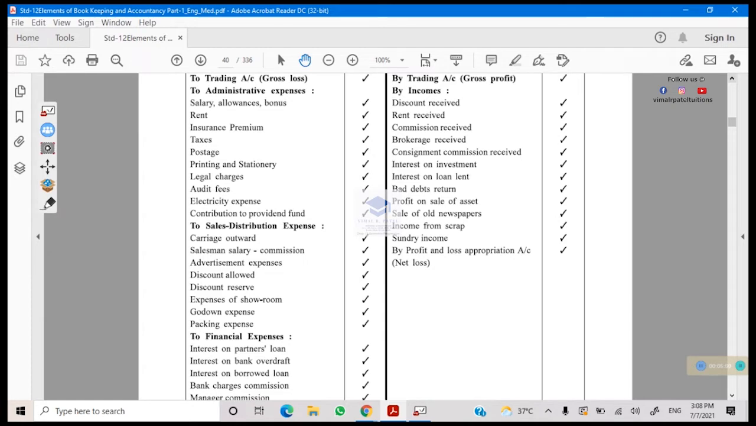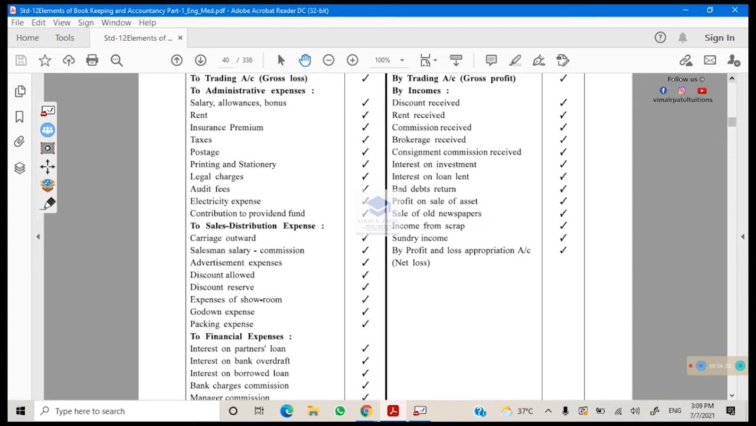Then contribution to provident fund. Provident fund is basically a fund created for employees' retirement benefit. Whenever any employee is working in our business organization, a certain amount will be deducted from his salary every month, and it will be kept in a separate account which is known as provident fund. So the same amount or more or less will also be contributed by the business entity towards this fund. So that is an expense for us. It will be debited to contribution to provident fund.